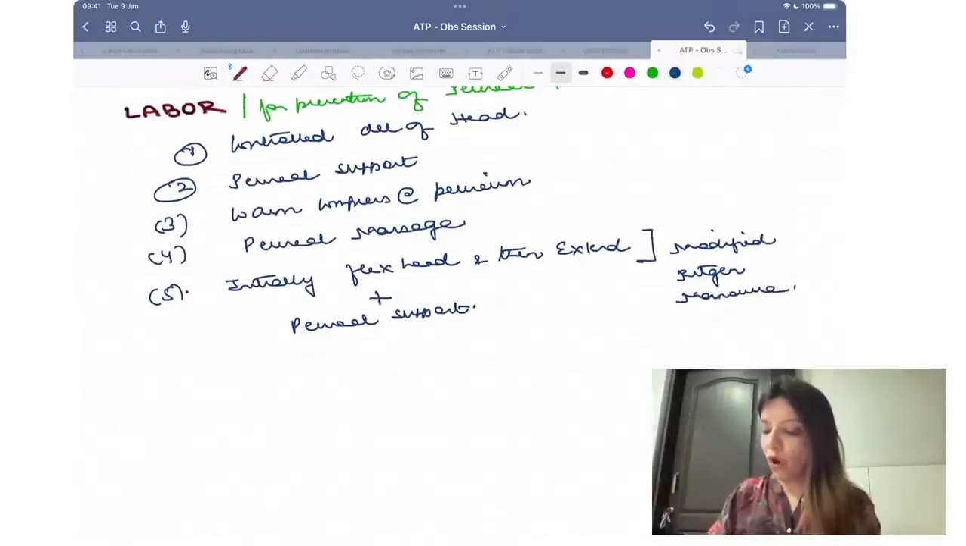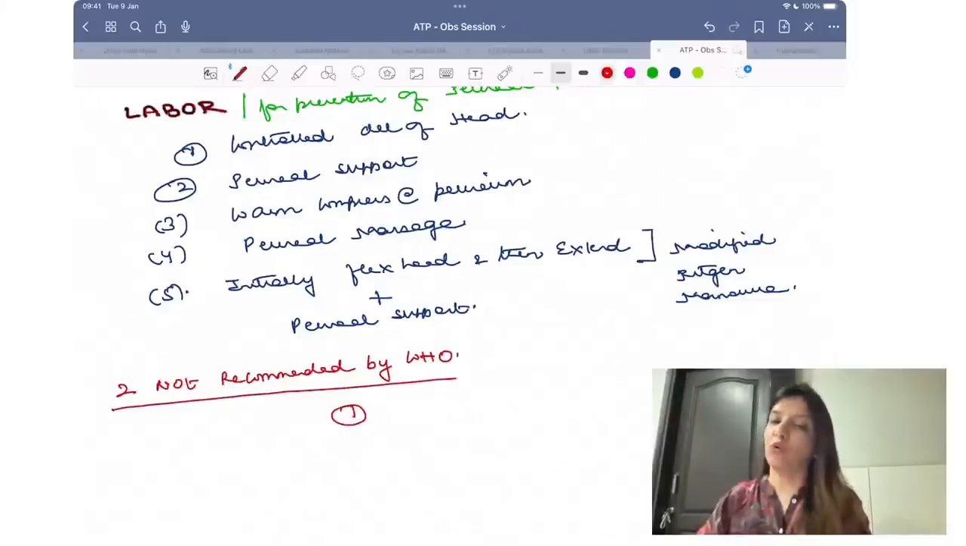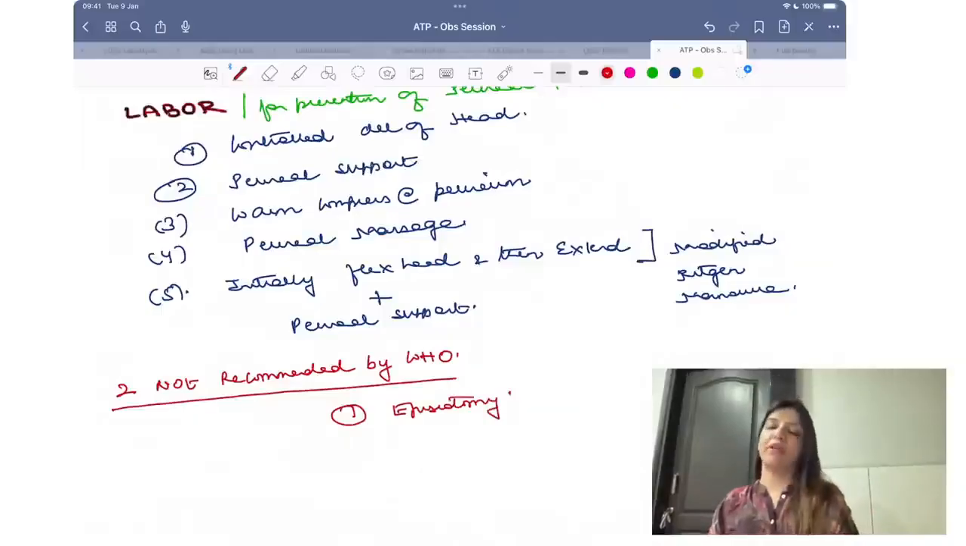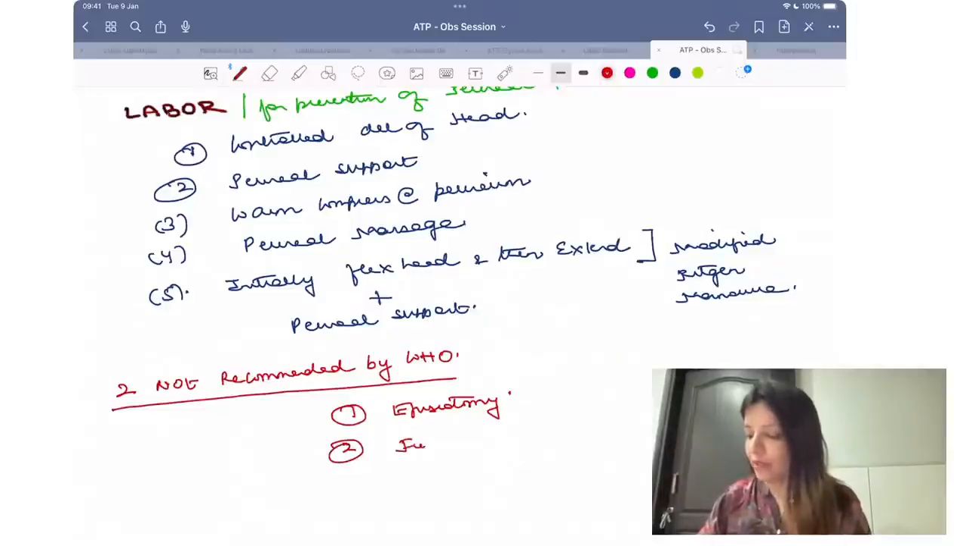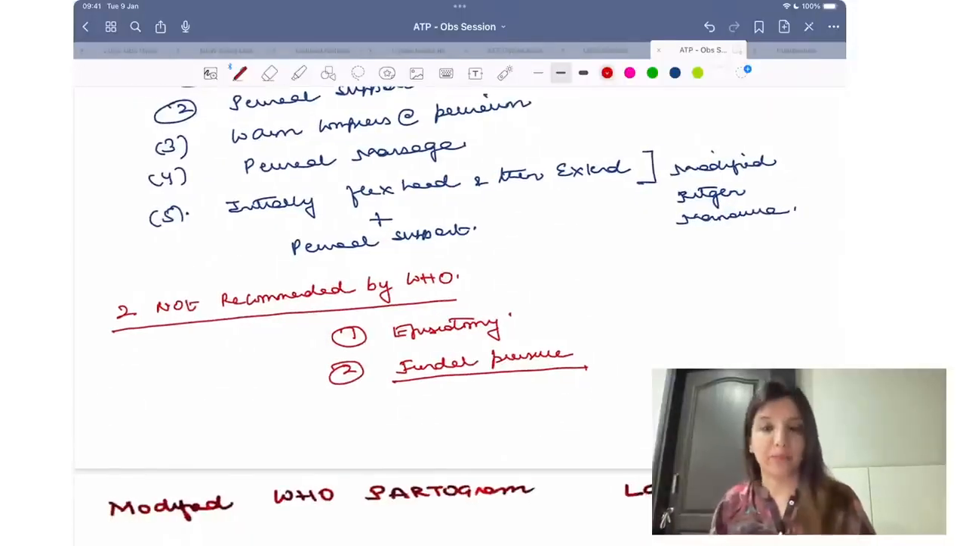Now tell me, what are the two things which are not recommended by WHO? Number one, many of you said it, episiotomy. Episiotomy is not recommended by WHO. WHO says that for every female who is delivering, you don't have to give an episiotomy. Excellent, Deepak. The second one is fundal pressure. WHO does not recommend fundal pressure. So these are two things which are not recommended by WHO.